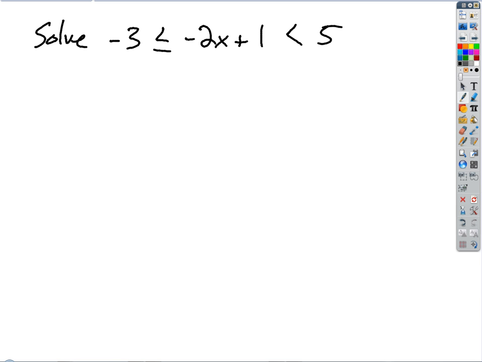Anybody? Yes, ma'am. That you have to figure out the variable that will match both sides of the equation. Okay. I just want you to say that statement. Okay, here we go. Delaney's going to give us a try. We won't laugh at her if she's wrong. Okay. -3 is less than or equal to -2x plus 1, which is less than 5.